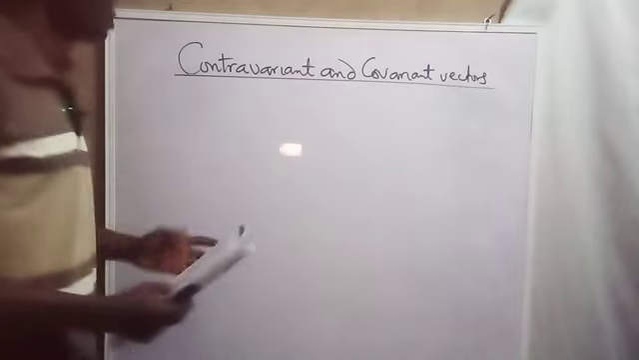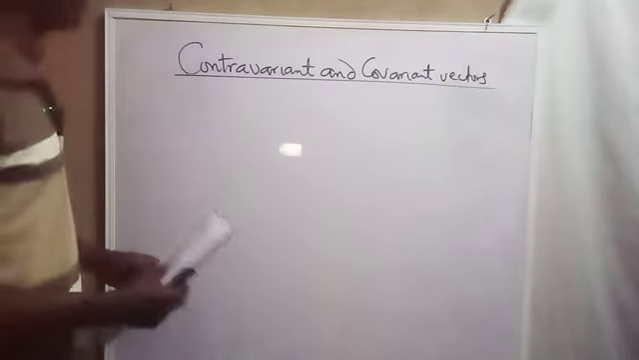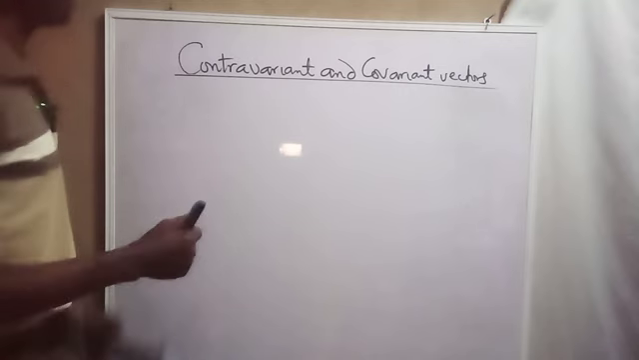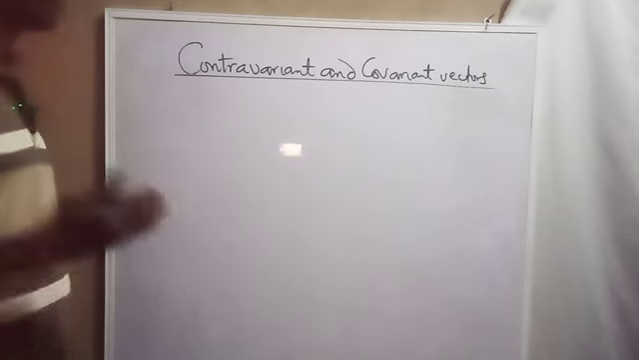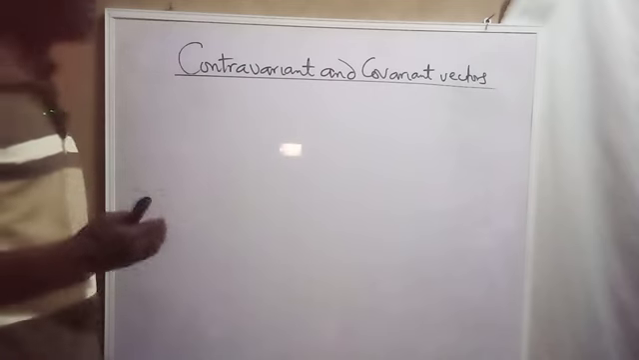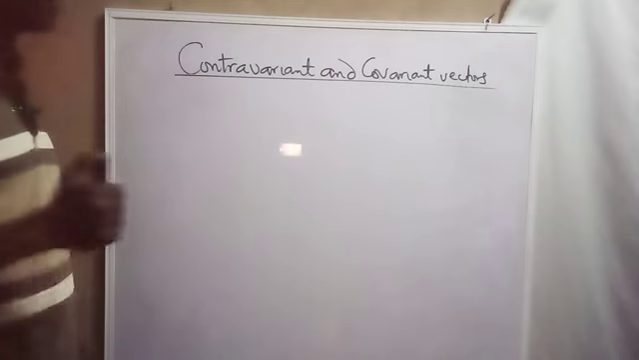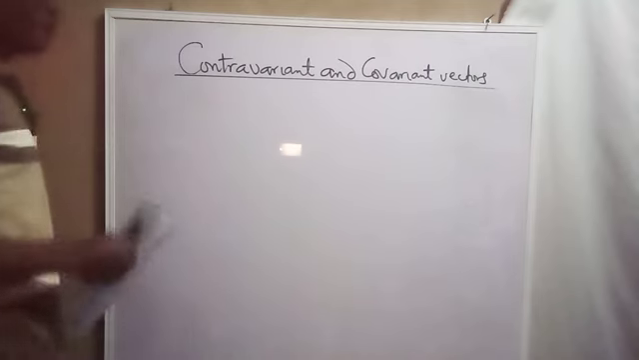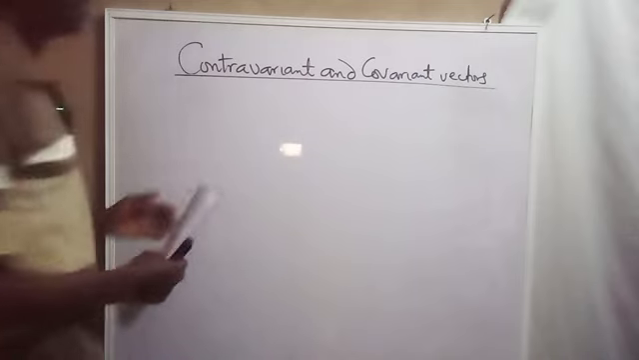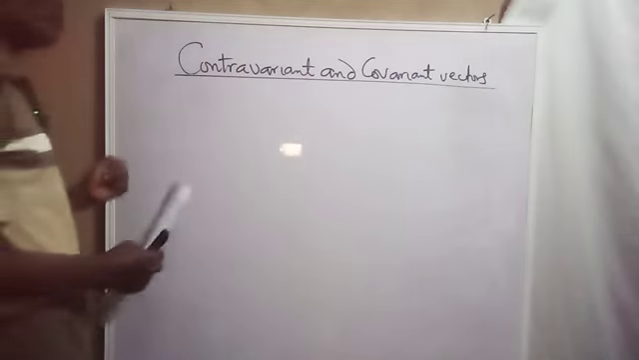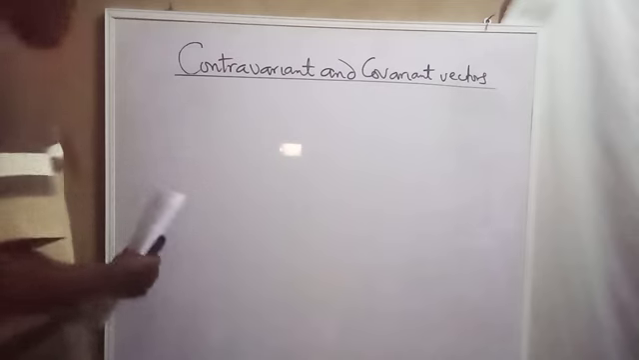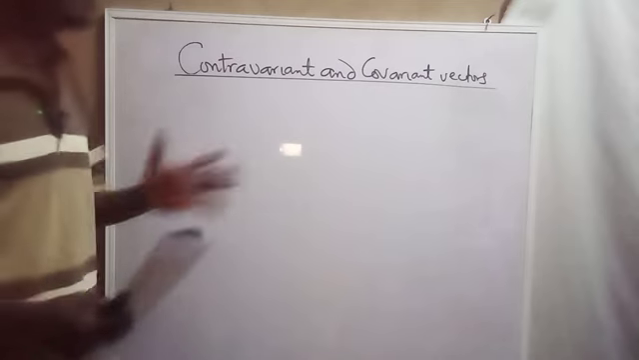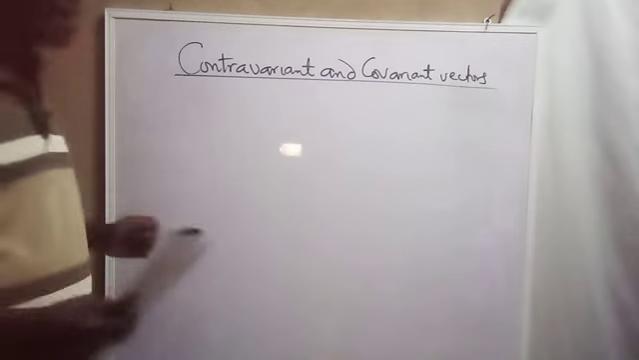Welcome back to the lecture video on introduction to tensor analysis. In this video, we want to draw the line between contravariant and covariant vectors. So please try to be attentive so that you understand this as you understood or as you have learned the introduction of the tensor. Now, don't forget that I used the word vectors there.